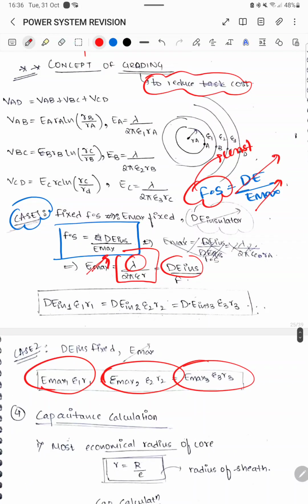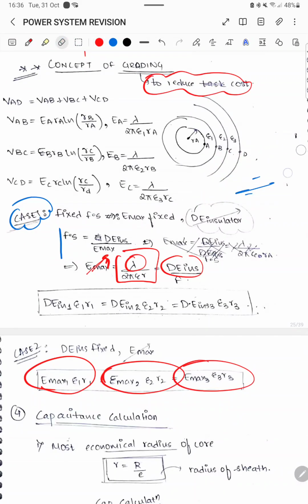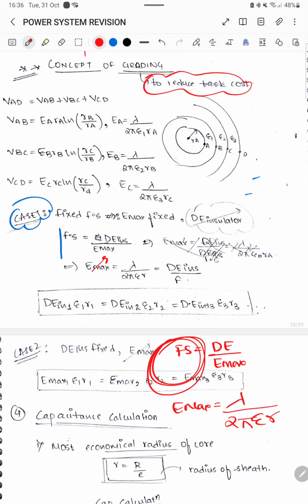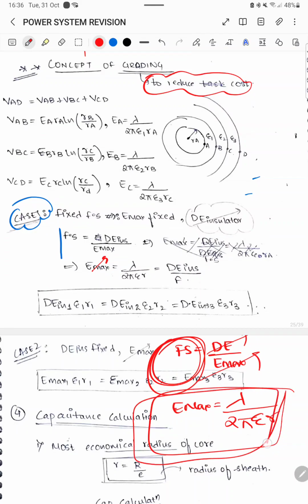So the only thing we need to remember is the formula for Fs. Fs is nothing but dielectric strength upon Emax, and the formula of Emax. Emax is equal to lambda upon 2 pi epsilon r. So this would be fixed. Depending upon what is variable, we come to a conclusion.